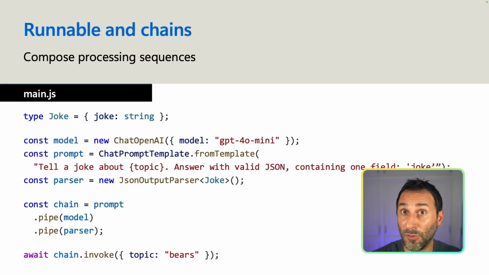Now, speaking of workflows, LangChain was built to compose complex AI workflows made from multiple processing sequences. Here, we're using a prompt template with a few components. Let's detail how it works.